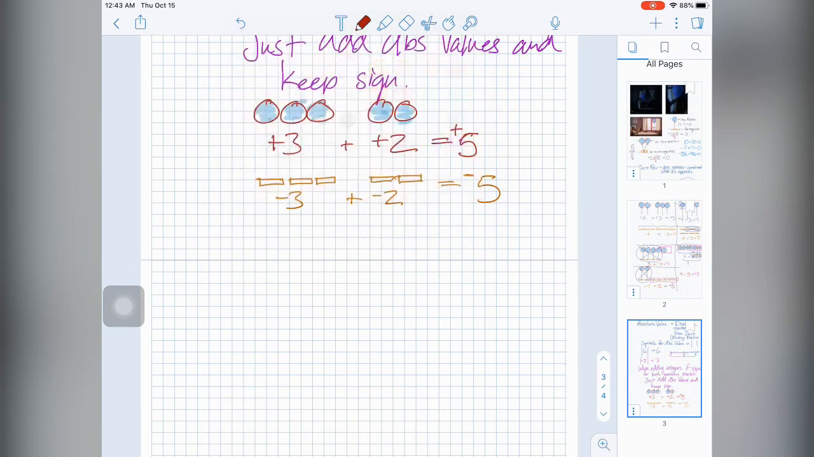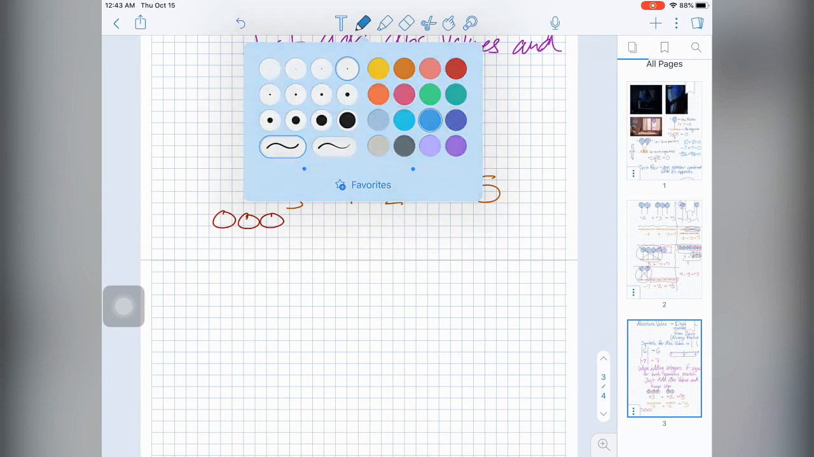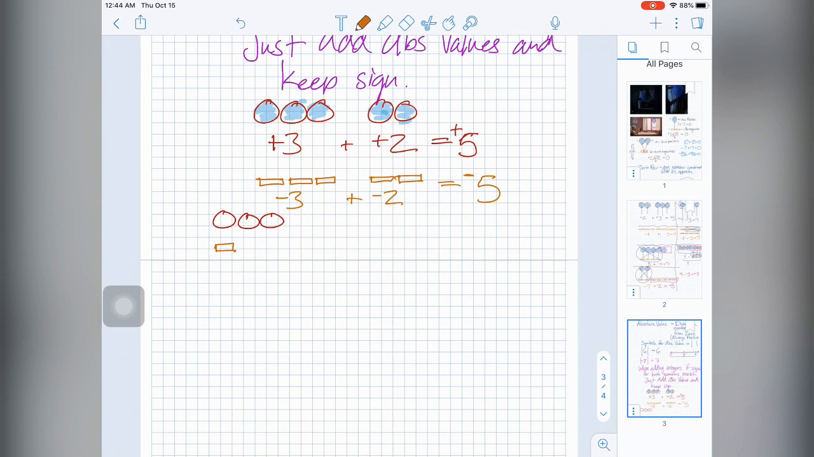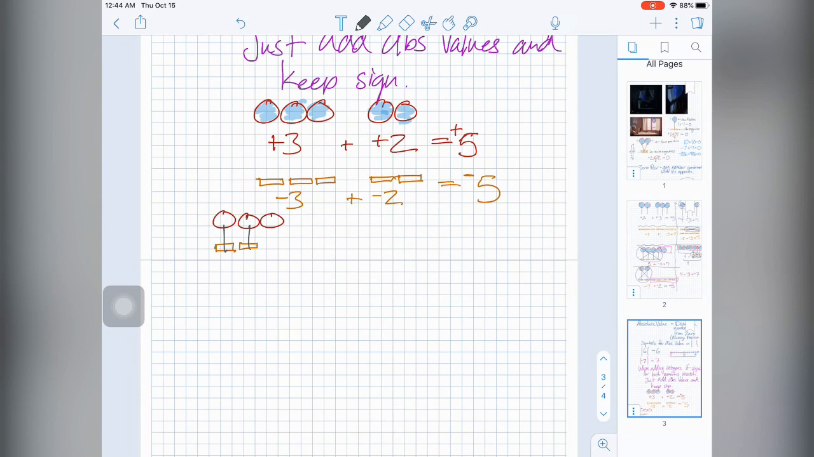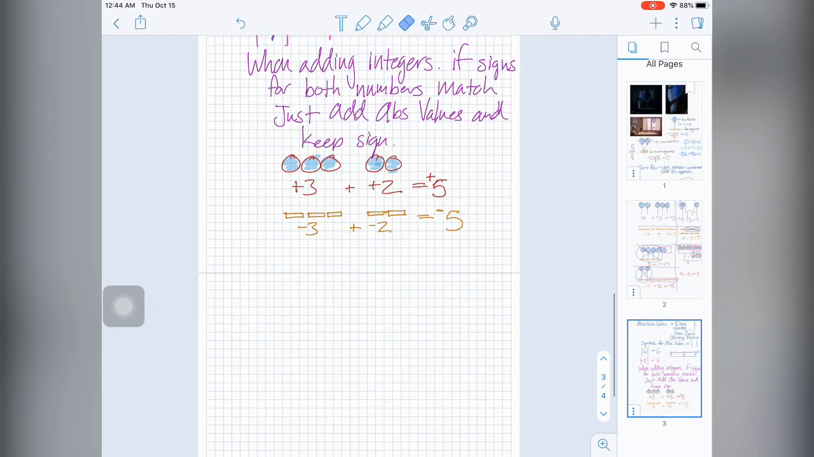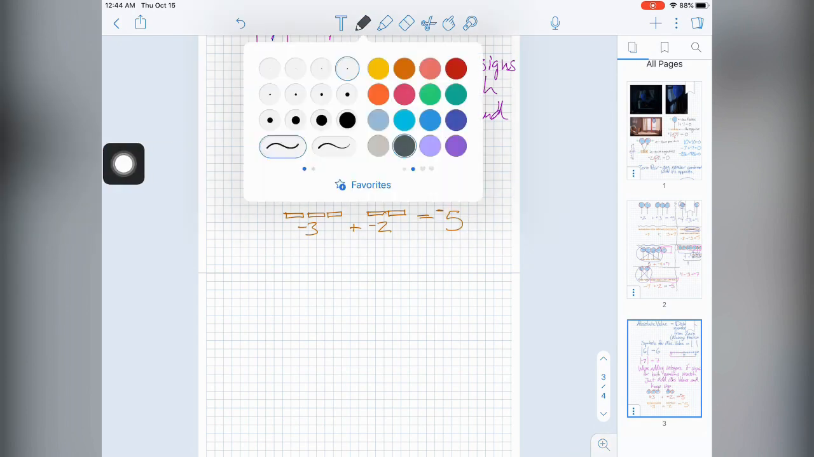But if they're opposite, if I'm adding two things that are opposite, so if I have 1, 2, 3 balloons and I have plus negative 2, then what I'm going to do is subtract their absolute values. Oops, sorry, I'm going to write this down. Let's take notes on this first. So if the sign for both numbers match, just add the absolute values and keep the sign. That's what's going on here.